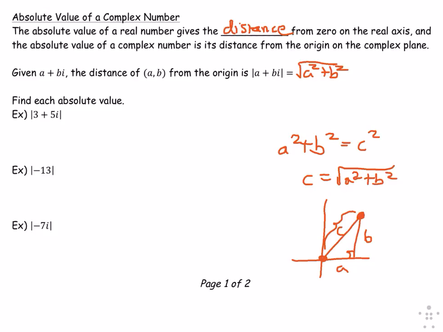So in this example, I'm going to plot this on the complex coordinate plane, which you don't have to do. I'm just using this as a visual to show you where the formula is coming from. And then I plot the 3, so that's 3 to the right, and then the 5.